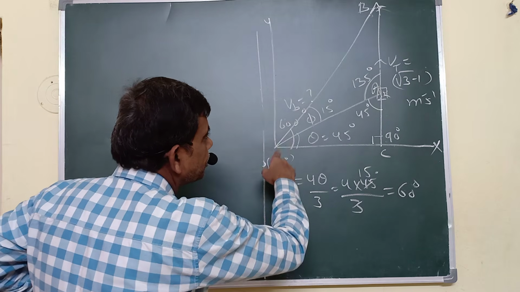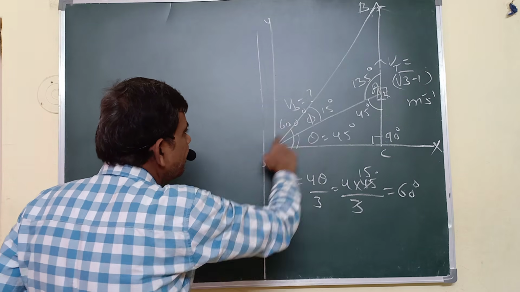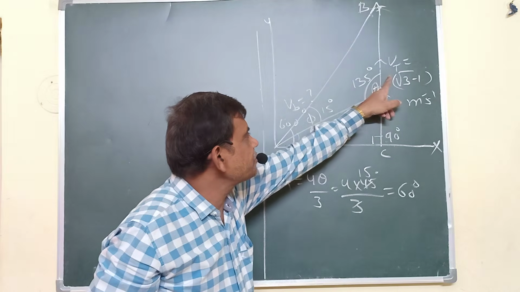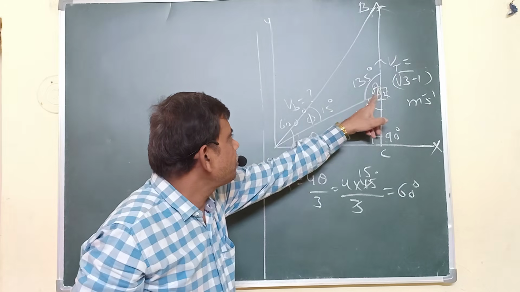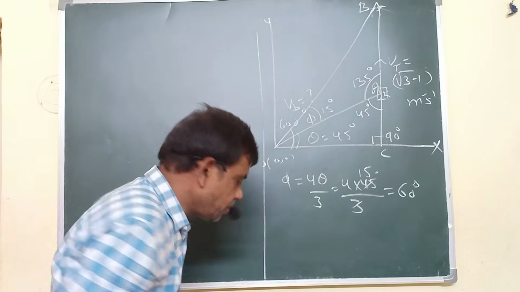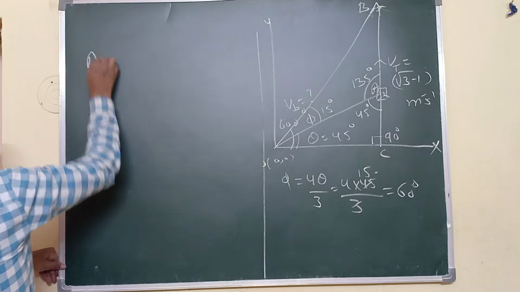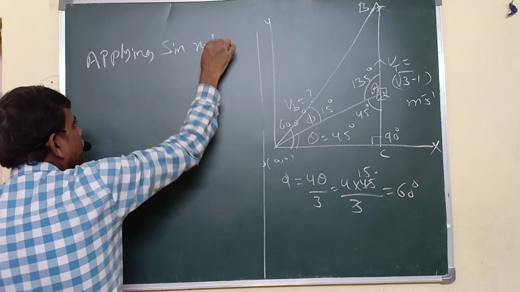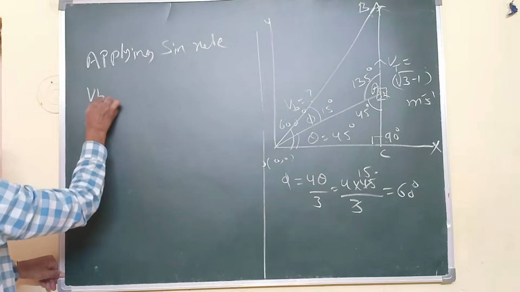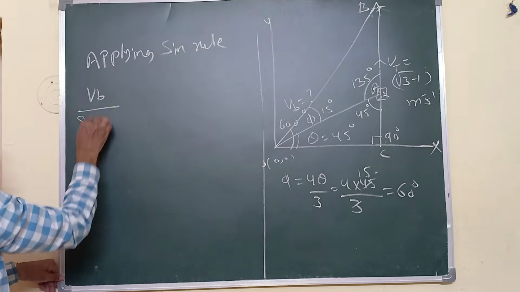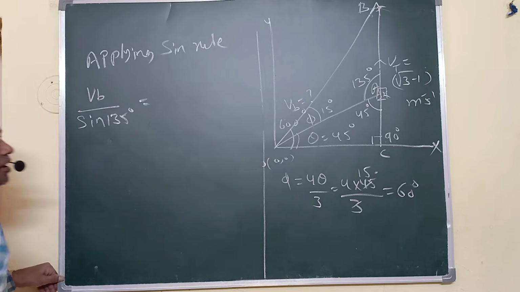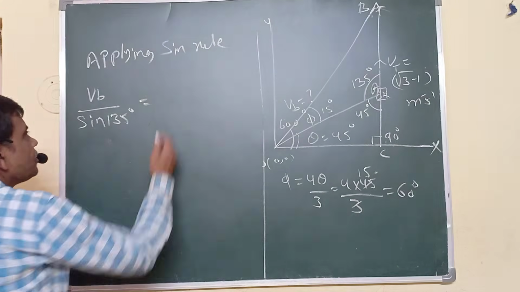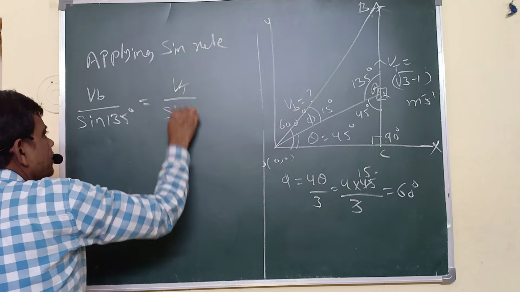Now here you take this triangle OAB. In the triangle OAB, this is 15 degrees. Opposite to 15 degrees, what is there? Velocity of the trolley is there. 135: opposite to 135, what is there? Velocity of the ball is there. So by applying the sine rule, what I am writing? Velocity of the ball by sin 135 degrees equals velocity of the trolley by sin 15 degrees, since the trolley is opposite to 15 degrees.